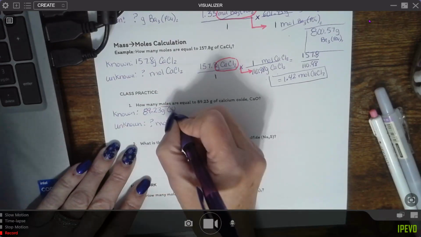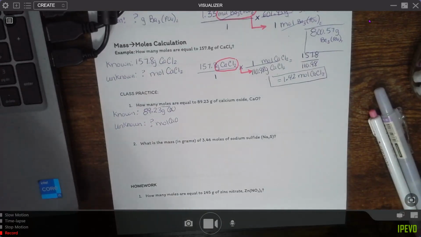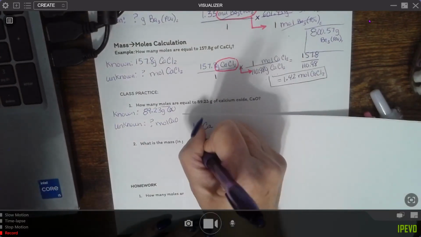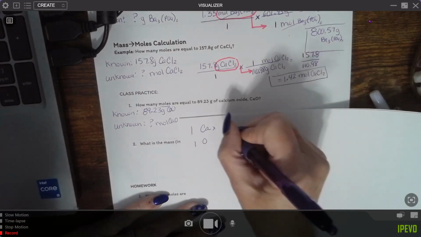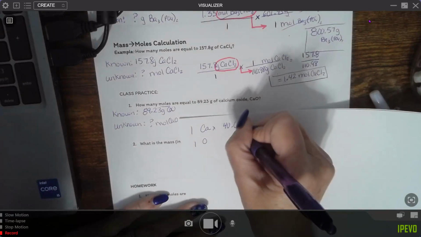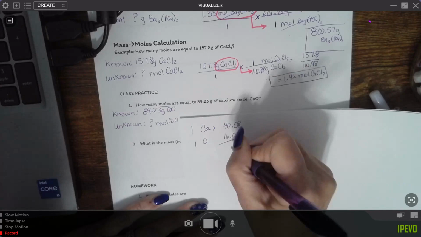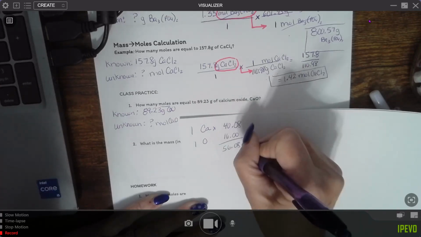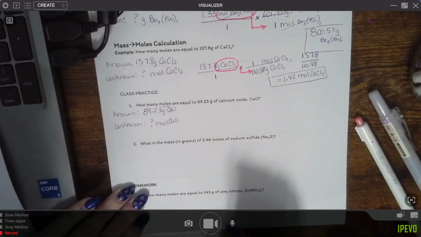Okay. So calcium oxide, we need the molar mass of calcium oxide. So we've got 1 calcium and 1 oxygen. If you look at your periodic table, the molar mass of calcium is 40.08 and the molar mass of oxygen is 16. So we're going to end up with a molar mass of 56.08 grams, okay? So let's look and see how that works in our problem.